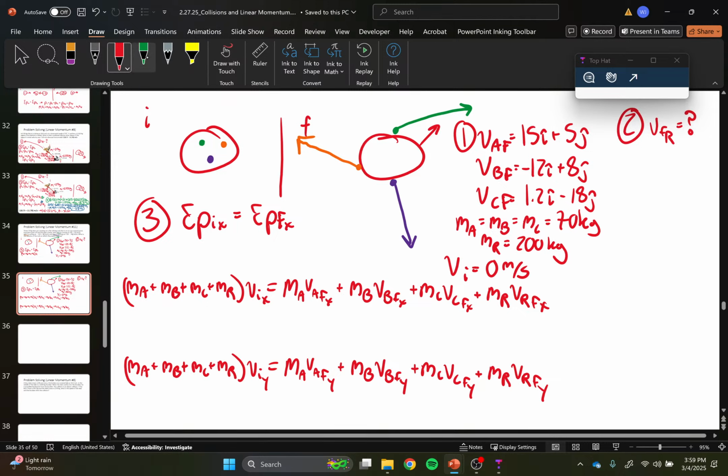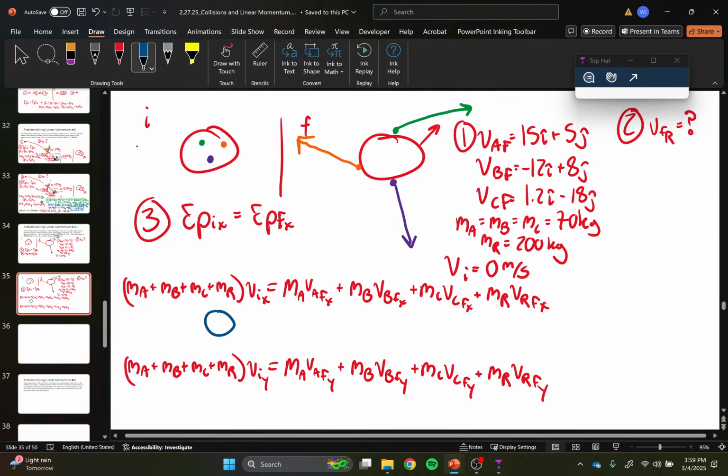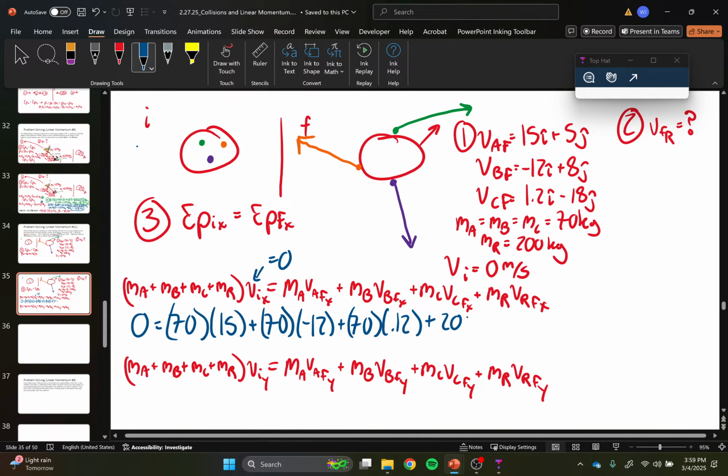And I'm just going to go ahead and solve these underneath them, just for the sake of organization. So this side is 0, because the initial velocity is 0. Equals 0. Equals, and you just plug the numbers in. 0 equals 70 times 15 plus 70 times negative 12 plus 70 times 1.2 plus 200 times the final rock x. And then you solve it. Great, find the x component from that.